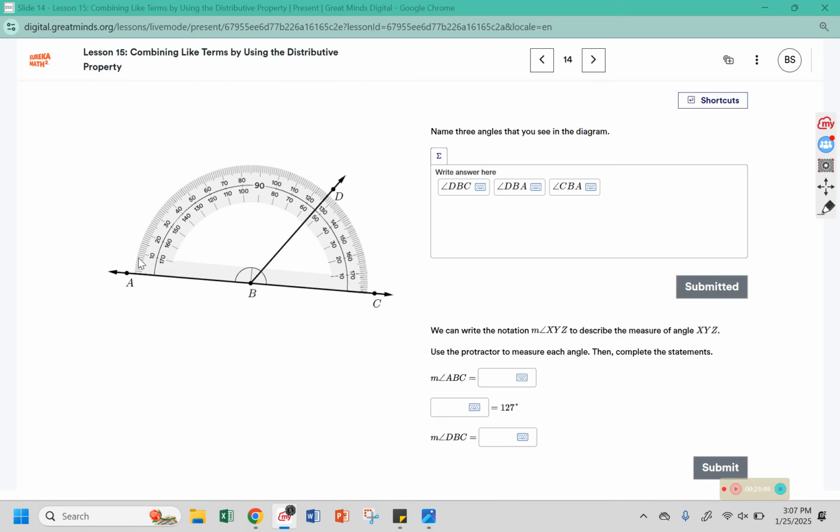So if we count, that would be 10, 20, 30, 40, all the way up to, there's 170, 180. Then it says, what angle is 127? Well, you can see here, 10, 20, all the way up to 120, and then a little bit past it, so that's this angle here, which is the one that starts at D, goes to B, and then to A.